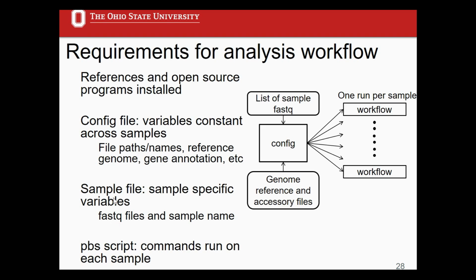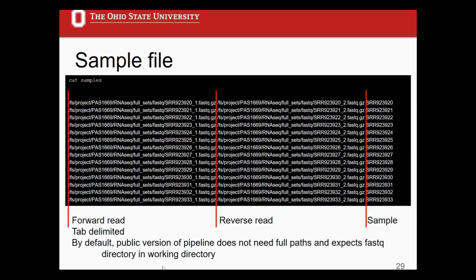It's the same as the one I showed in the command line interface lab. It has 3 columns and is tab delimited. The first column is read 1, the second column is read 2, and the third column is the sample name. And the PBS script has the commands or the workflow to run on each sample. So here is a sample file.